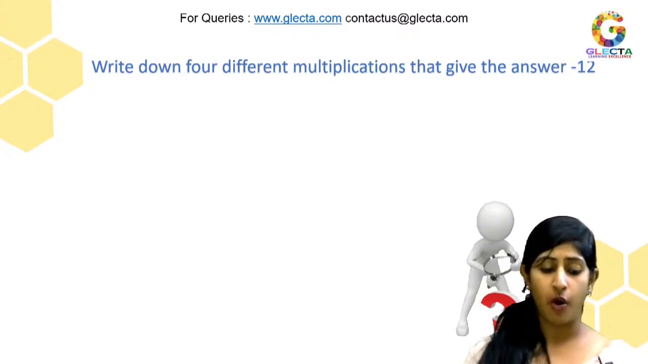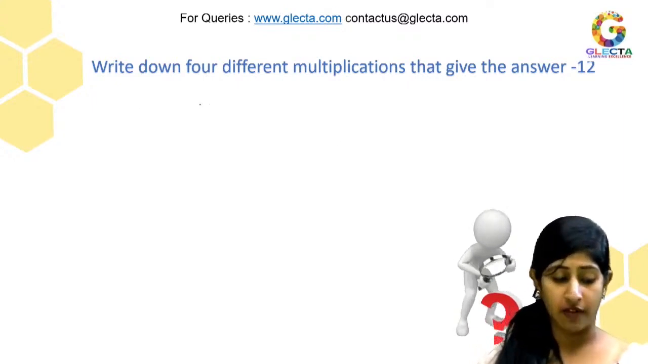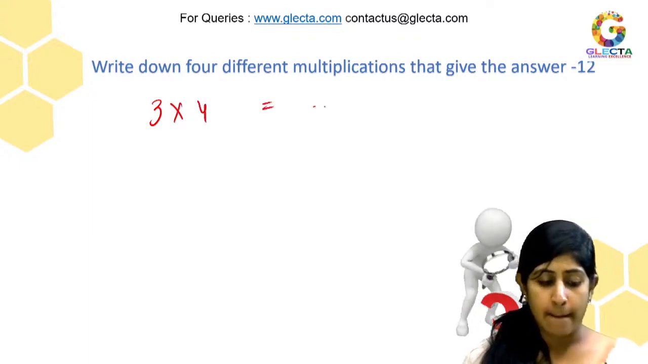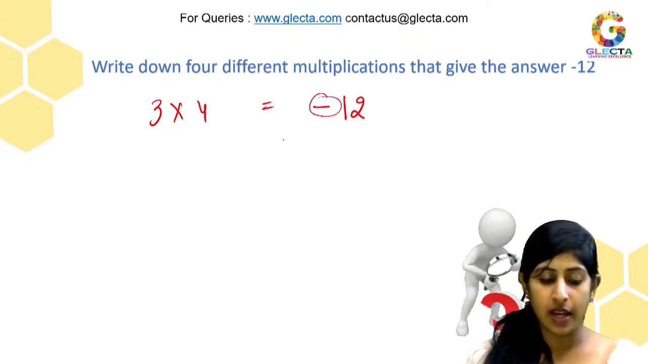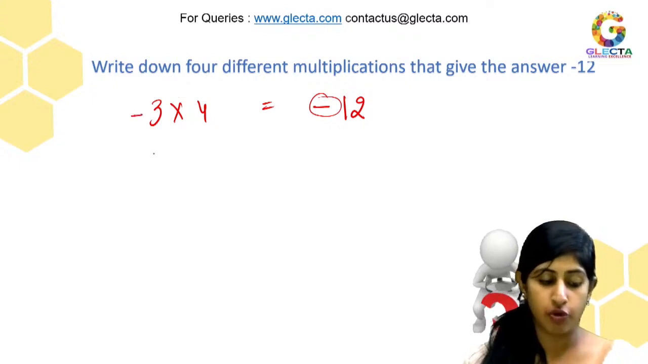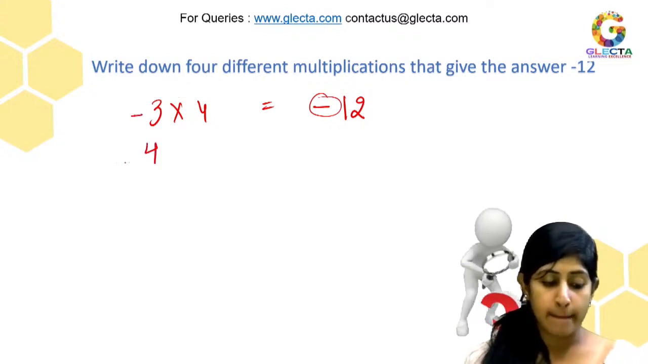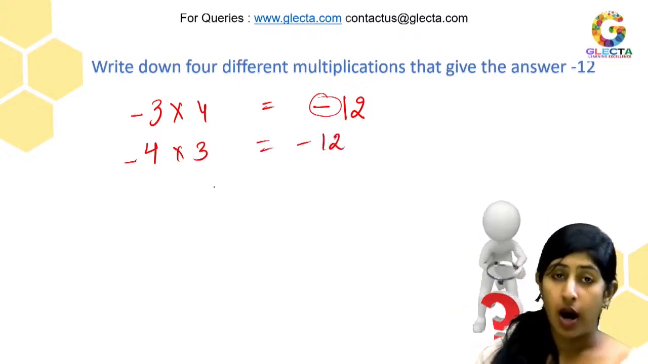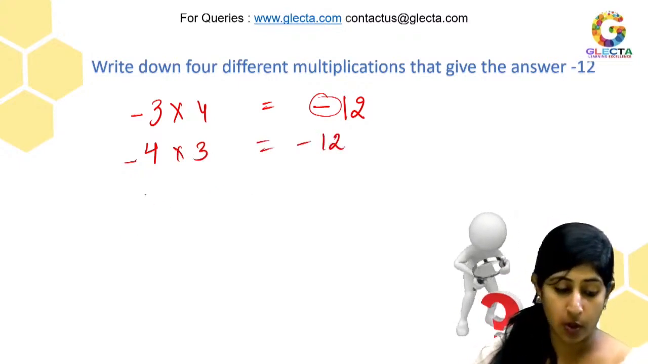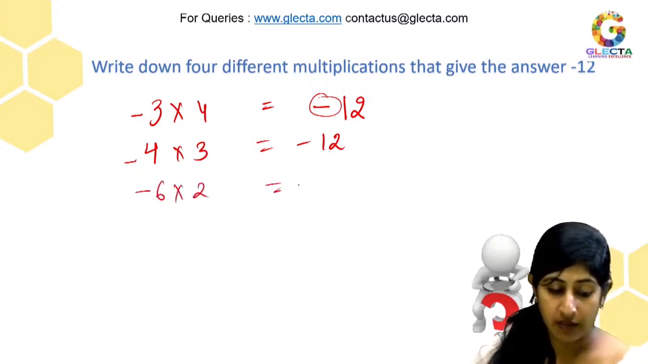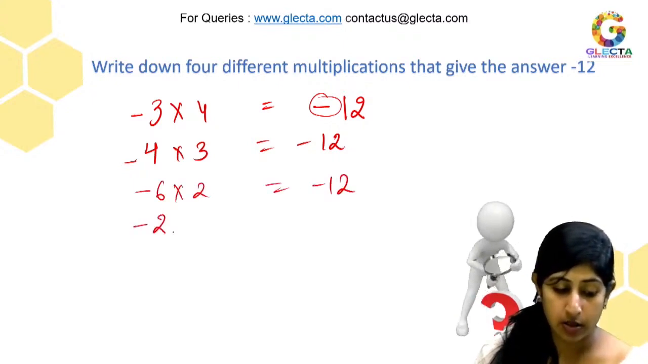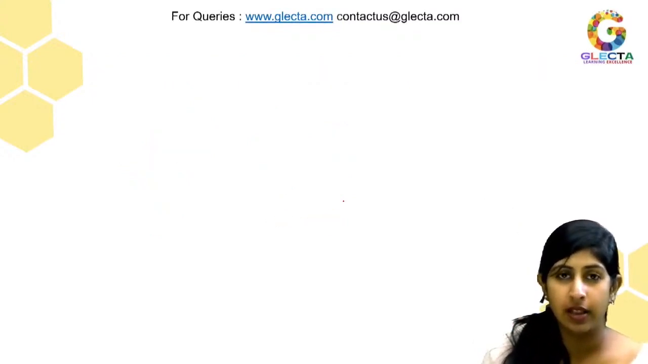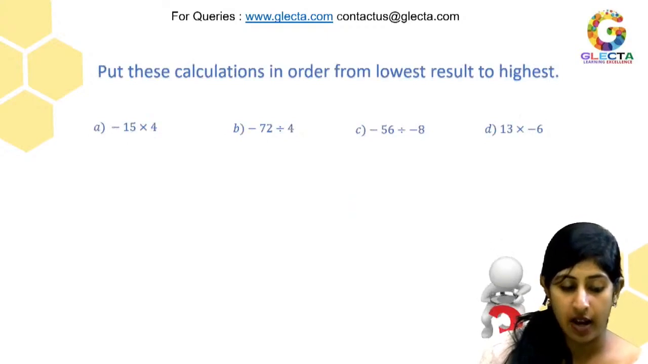Now if I have to write down 4 multiplications that give answer minus 12. So let us see. I clearly know that 3 into 4 is 12. But since I want a negative sign over here, I can either do minus 3 into 4 or I can also do minus 4 into 3. That's also going to give me the answer as minus 12. I have 6 into 2 is 12. So minus 6 into 2 can give me minus 12, or minus 2 into 6 can give me the answer as minus 12. Similarly, I can calculate the answer for any given number.